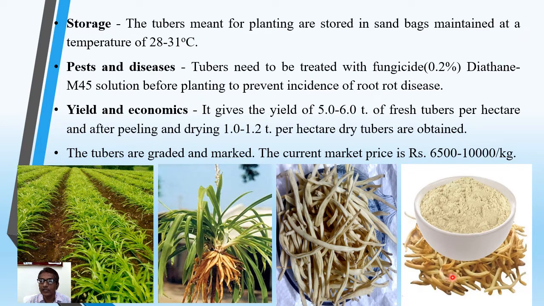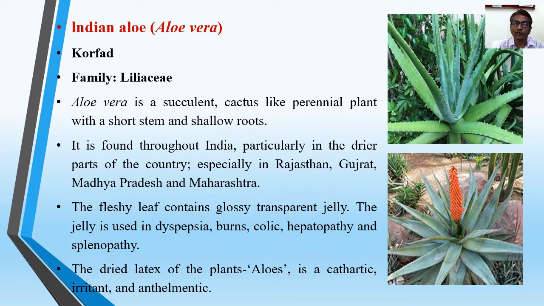Now from these dried fingers or tubers, the powder is prepared, which is generally used for the preparation of various types of healthy products. After the completion of the first plant, the second plant, that is the Indian aloe, aloe vera, commonly known as corford, from the family Liliaceae.